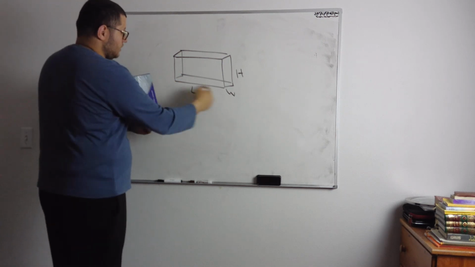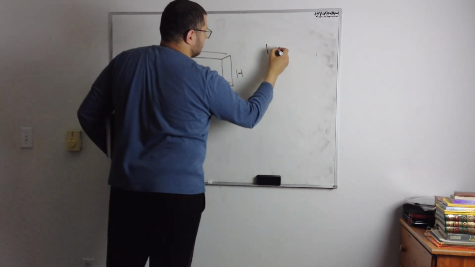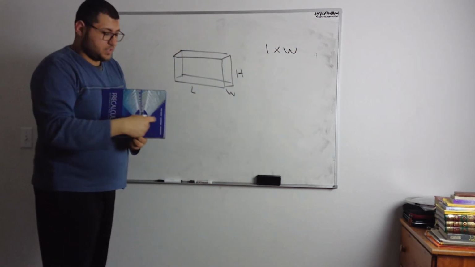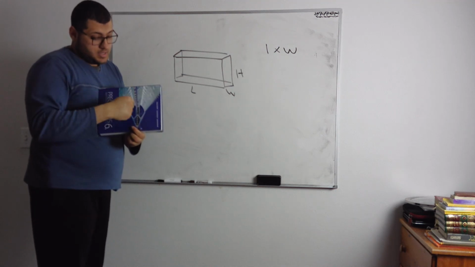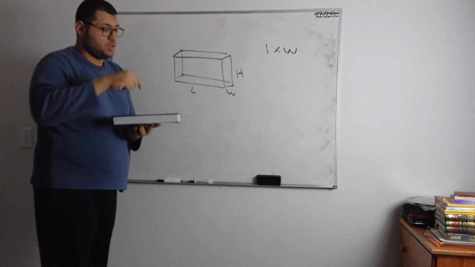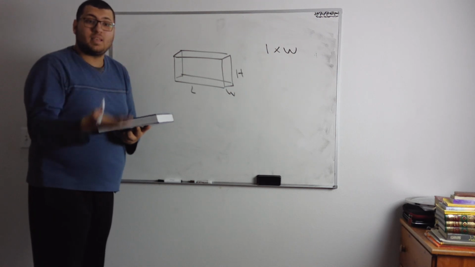The length times the width. That's the first thing we do. Length times width gives us the area of this face right here. Remember, this face has a bottom too. It has another from the other side. So this is the top, this is the bottom, and it's the same exact area.